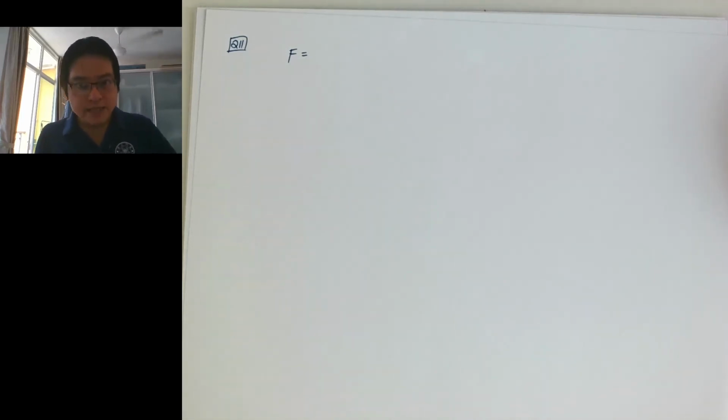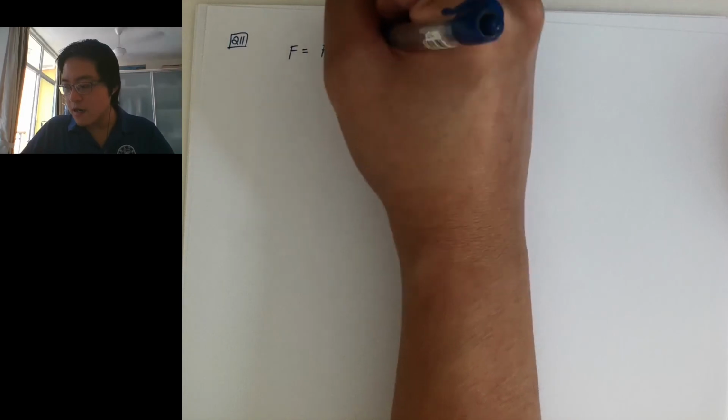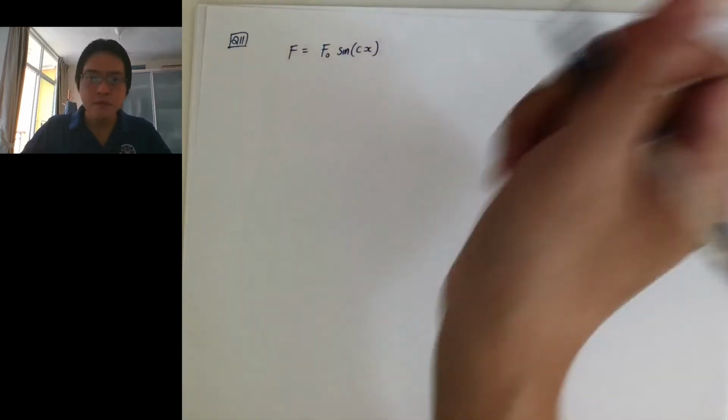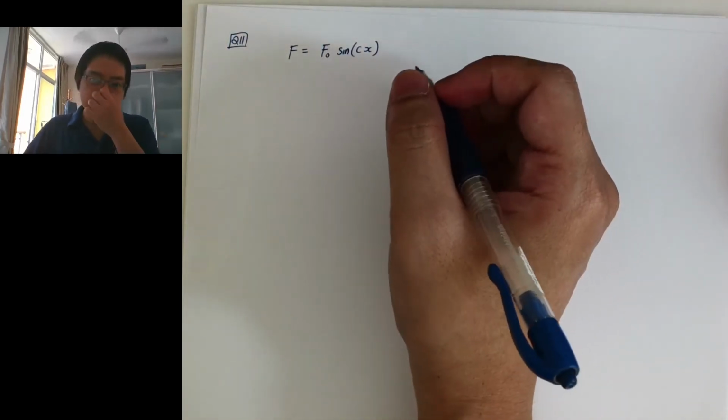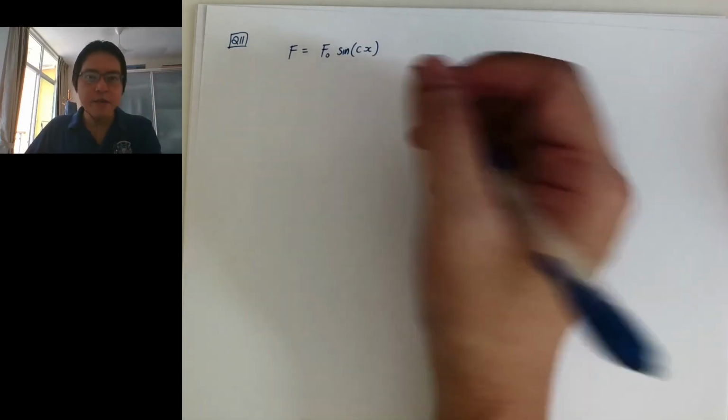A particle of mass m starts from the origin, and it has a non-zero initial velocity. So it doesn't start from rest. As the particle moves along the x-axis, it experiences a variable force. So F is equal to F sine of constant times x, and F and C are constants. Find the particle velocity when F first reaches a maximum.